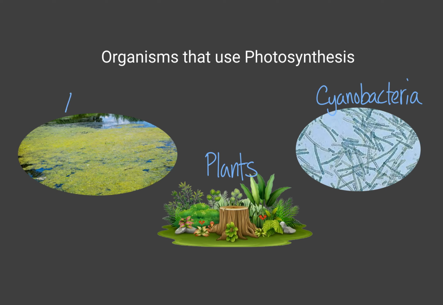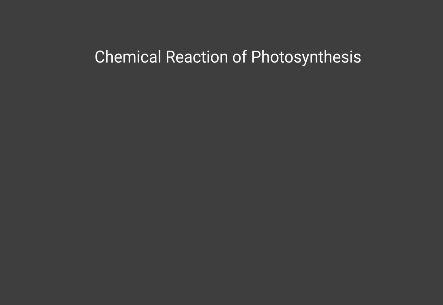And then algae also does photosynthesis, and plants actually evolved from algae. So algae, plants, and cyanobacteria are the three groups of organisms that perform photosynthesis. So now let's look at the actual chemical reaction that is photosynthesis, and we can see how these different atoms are being moved around to generate the sugar that all plants need.